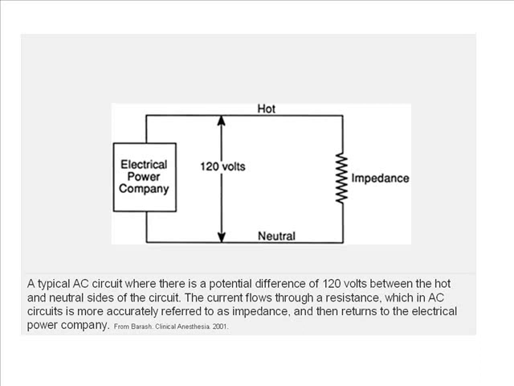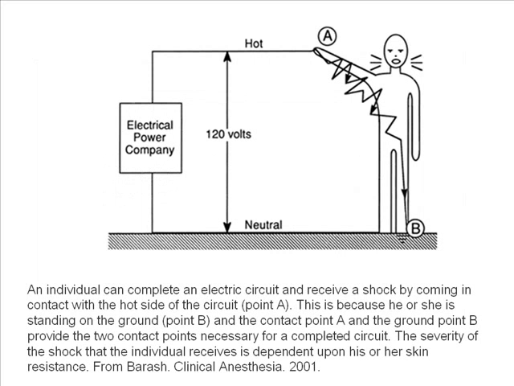Now let's take a look at electricity that comes out of the wall, the mains electricity. In a typical AC circuit, there's a potential difference of 120 volts between the hot and neutral sides of the circuit. As current flows through a resistance, which in AC circuits is more accurately called impedance, because we're talking about alternating current, it then passes through the circuit and returns to the electrical power company. And this is taken from Barash's textbook, which has an excellent chapter on this that I would suggest you all review before your boards.